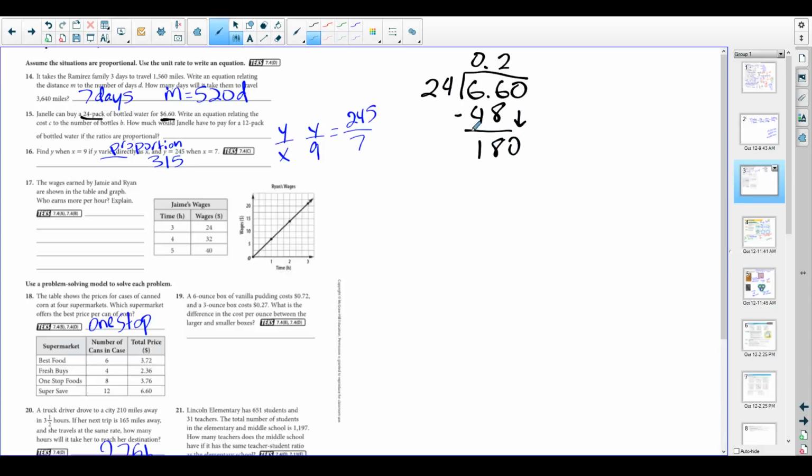And I would assume this is 5, but let's check. No, that's not 5. I don't think this is going to come out well. Let's try 6. 24 times 6 is 144. I think we can do better. 24 times 7 is 168. Okay. So 27 cents. Let's keep going. Oh, 168.